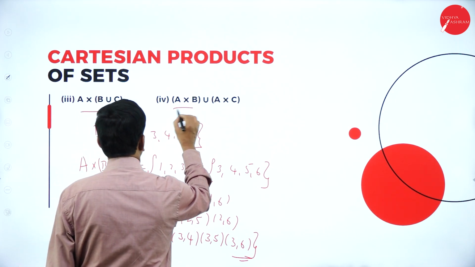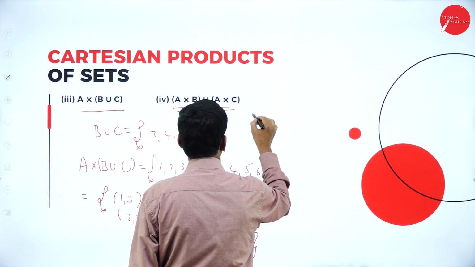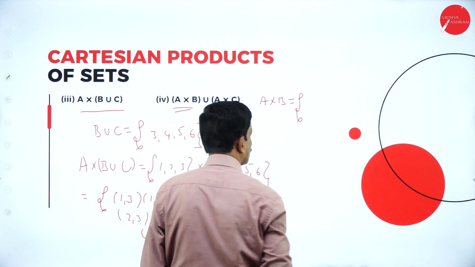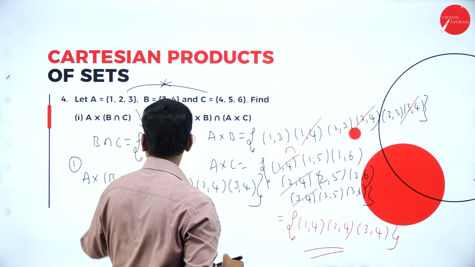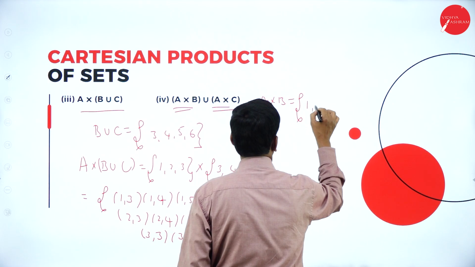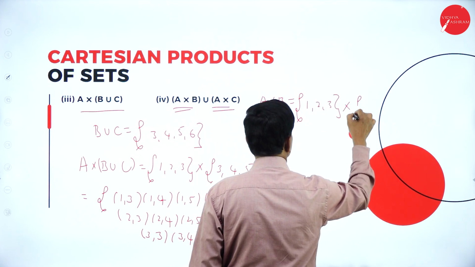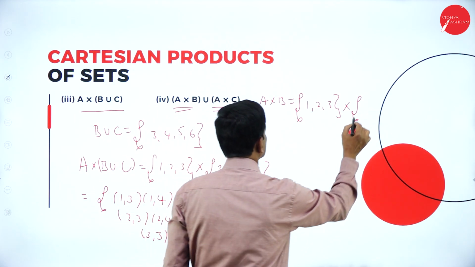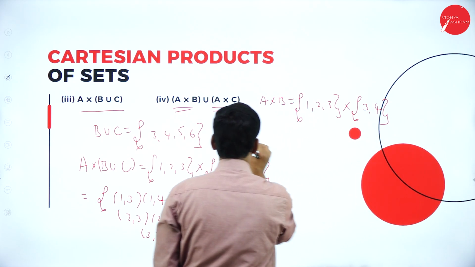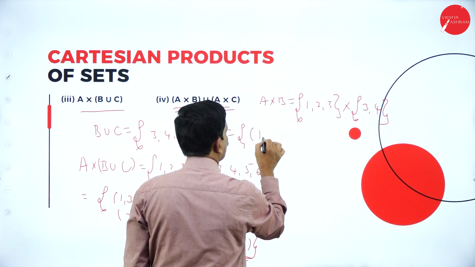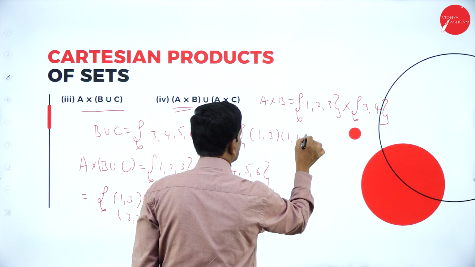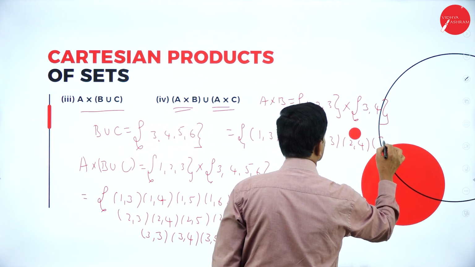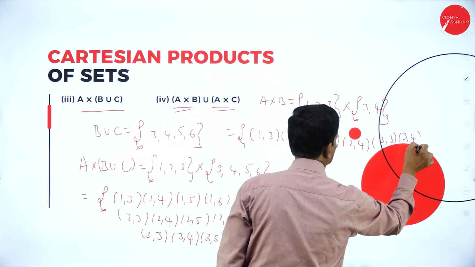Now, the second one, A cross B union A cross C. So, that is A cross B. What is A cross B? The cross product of A and B. A contains 1, 2, 3, into B. B contains 3, 4. So, this is equal to (1,3), (1,4), again (2,3), (2,4), again (3,3), (3,4).